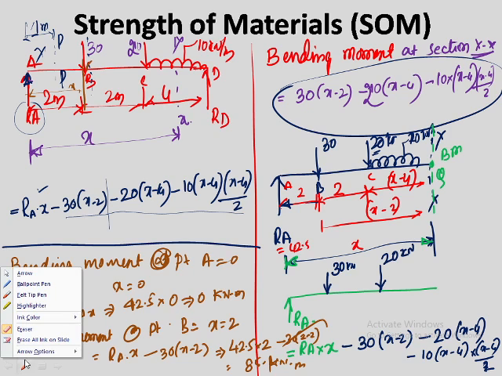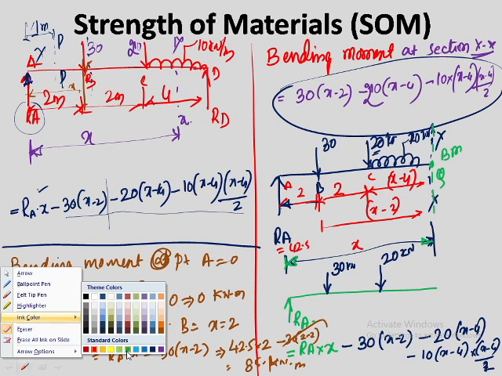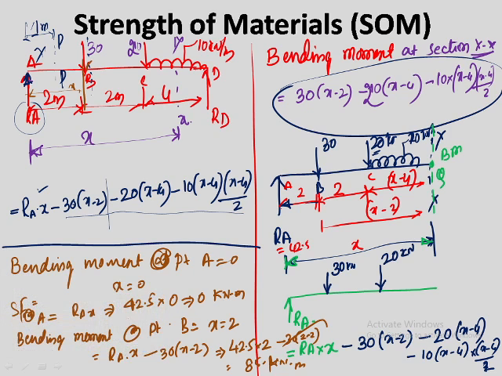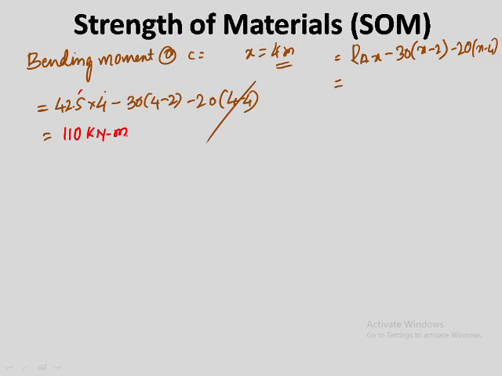Now let us find out one point. Let us take one point which is 3 meter from D support. Then x equal to 5 meter. Let us write here the bending moment at point Q, that is x equal to 5 meter.